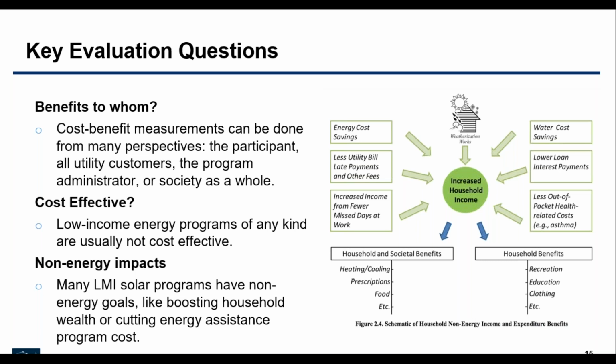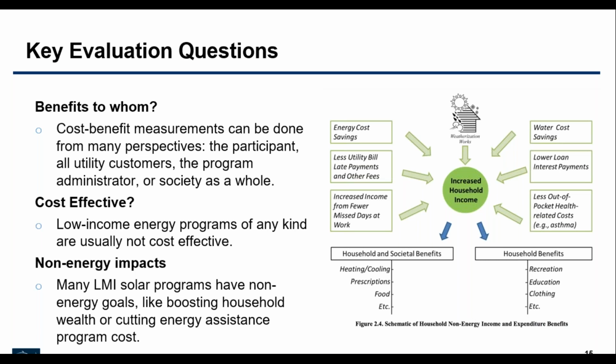Often they ask if a program is cost effective, and just to jump to the conclusion, low-income energy programs are almost never cost effective. That's largely because the participant in the program, the low-income household, does not share in the cost of the program. With a non-low-income policy, there's always a cost sharing involved. You know, a tax credit or a rebate will give you 30% of the cost, and the customer pays the other 70%. So that really improves the cost effectiveness from the perspective of the program administrator or the utility.